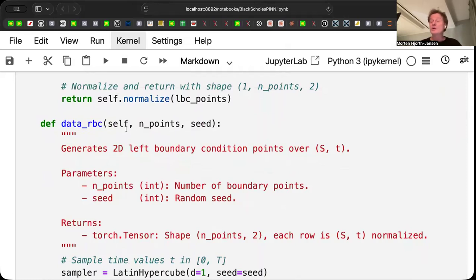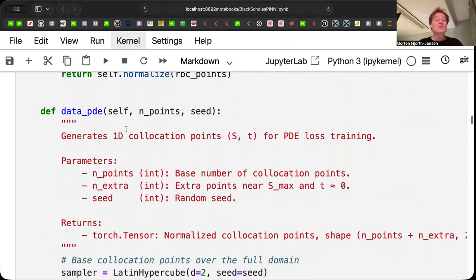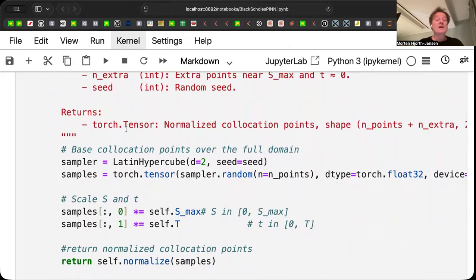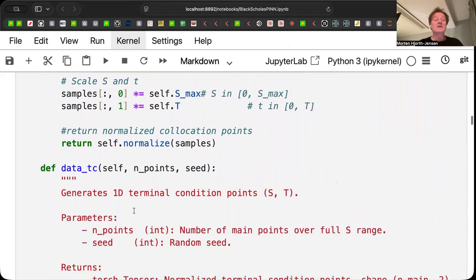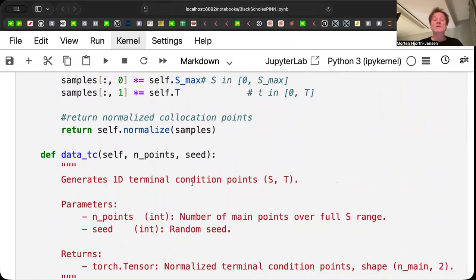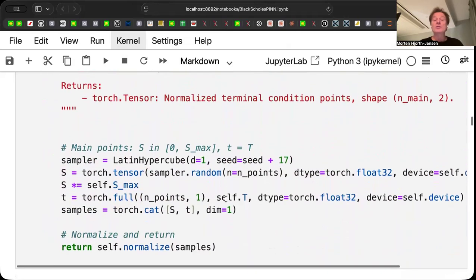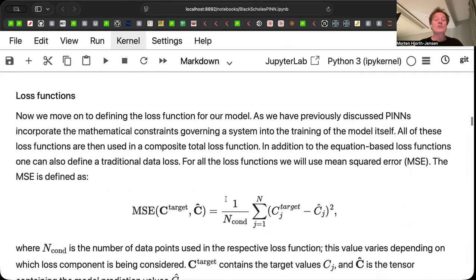So this is something which will change from type of equation to type of equation. So these are the boundary conditions. We have the PDE here, which is being set up, and as before, we have the data sets. We generate 1D terminal condition points. We have set up the initial conditions, and then we are basically ready to run.